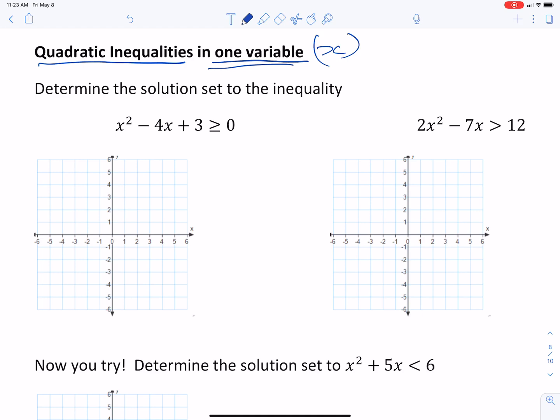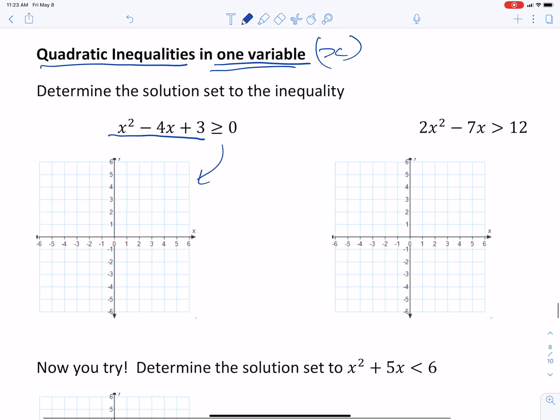So what I want to start by doing is making a graph, looking at what is the graph of this on my coordinate plane down here. So I know that it goes through 3. 3 is my y-intercept. And I know it's an upward facing u because a is positive 1. So I might just try factoring this. x minus 3, x minus 1 is greater than or equal to 0. So I know that I have intercepts at 1 and at 3.